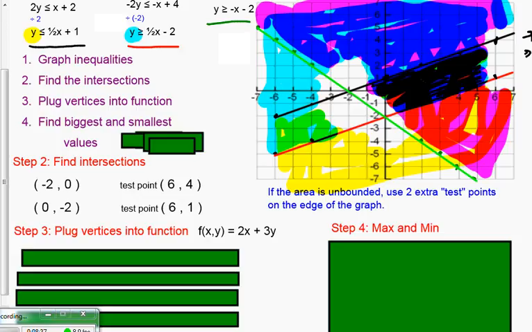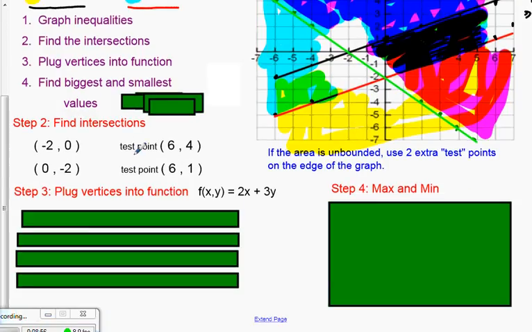Now again, I could use, if I wanted to, a spot like this, I could use 7, 2. I could use 7 and 4.5 right here. That's fine because those are kind of off on the edge. But I'm going to use 6, 4 and 6, 1 just because those are a little more even numbers to work with. Now that I have my region or my coordinates, I just plug them back into the function.